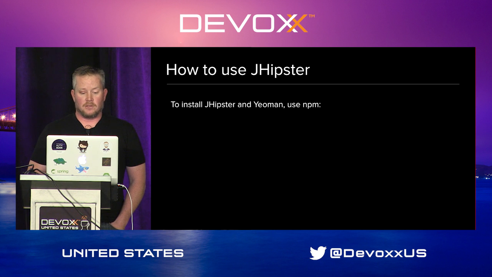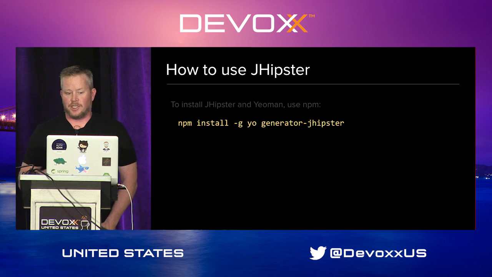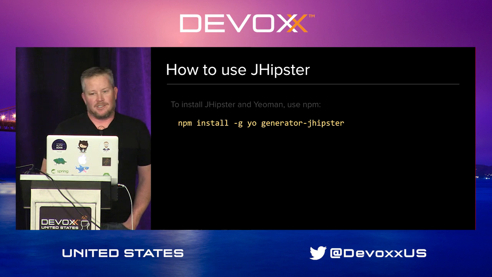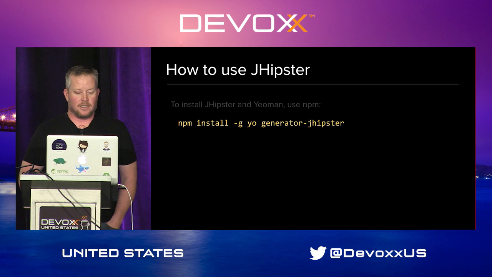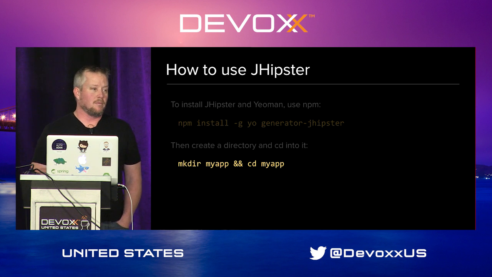You install JHipster and Yeoman using npm. So npm install -g. Yeoman is called Yo, and I think it's a great name because you're just like, yo, create me an app, and it does it. And then you create a directory and cd into it. This is one of the most important parts.